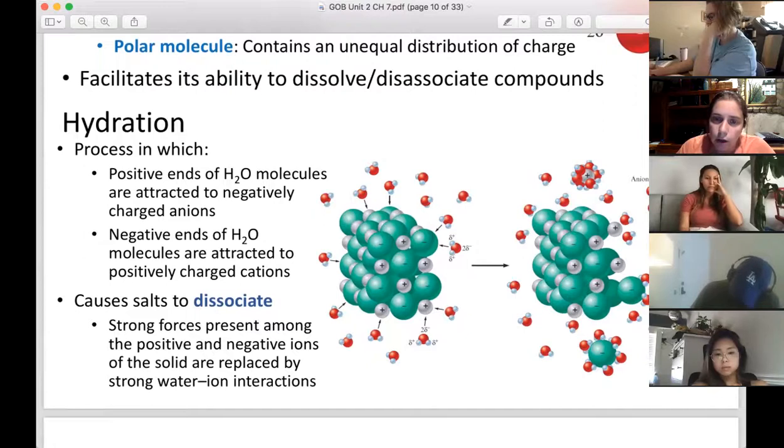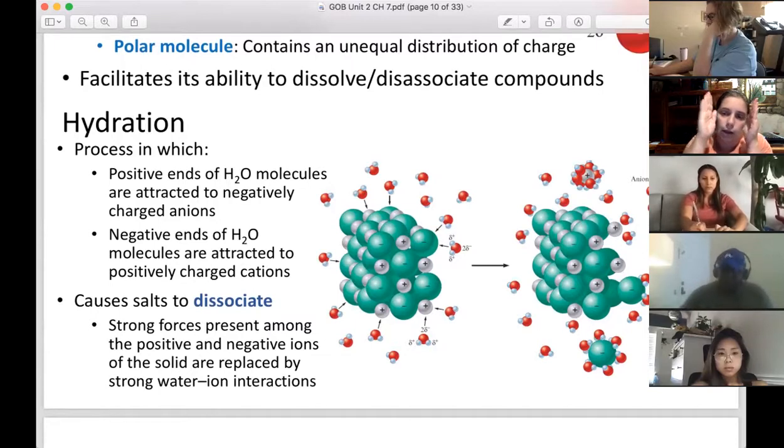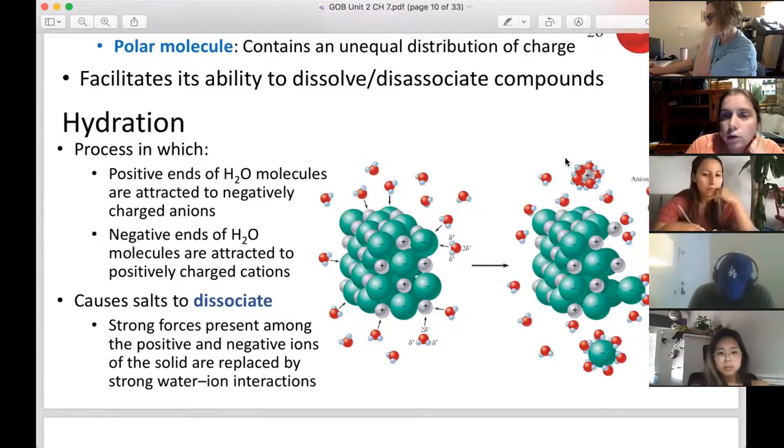It no longer would exist as NaCl, the ionic compound. It's going to be Na, the cation, and Cl, the anion, like you see here. So when salt dissolves in water, what it's really doing is dissociating in water. It's no longer salt. It's no longer NaCl. When it's fully broken up, it only exists like this, as these ions.